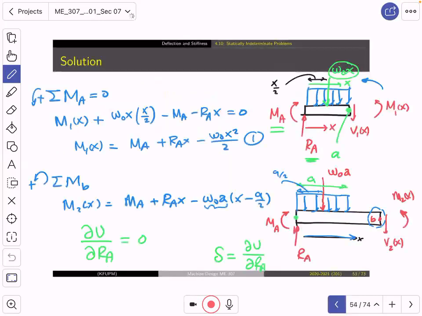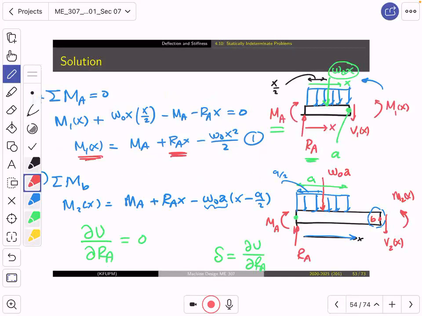So I go back to the equation and I look. In this one, I have RA. And in this one also, I have RA. So the derivative is not going to go to 0. So look carefully at what will happen.